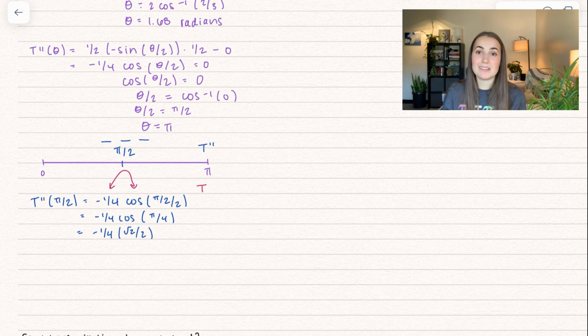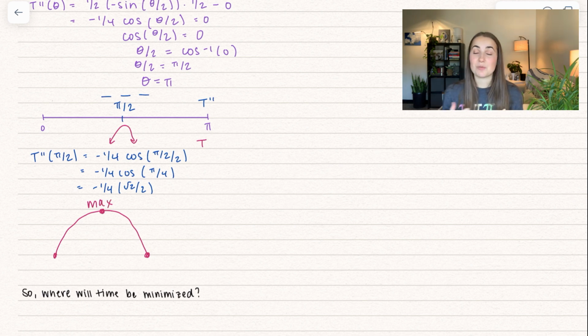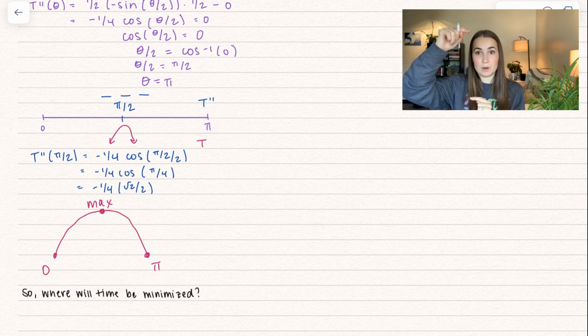So let's talk about what this means in terms of our critical value. We found that on this entire interval, it's concave down. So it's going to look something like this. At our critical value, it's going to be a relative maximum. And a maximum tells us we're maximizing the amount of time it takes. So we actually don't want to use this value. Actually, what we're going to look at is the endpoints. We have an endpoint at 0 and an endpoint at pi, because right here, the total time is going to be minimized. So it's either going to be quickest to just walk all the way around or swim straight through.